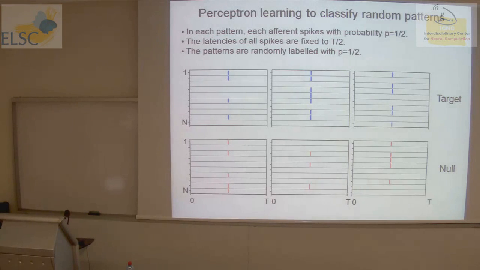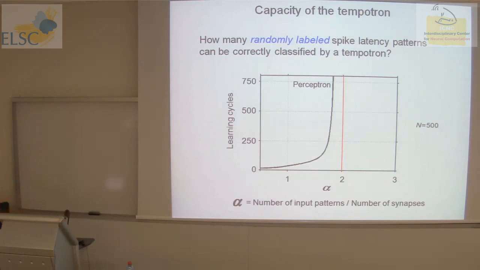This is just to make it a solvable problem for the perceptron. And what you get here is a well-known result: as you increase the number of patterns, here I plot the number of patterns divided by the number of neurons in the input layer, you see that as you approach the capacity of two patterns per synapse, the learning time diverges. The red line here is the limit, which is well known theoretically and can be computed from statistics.